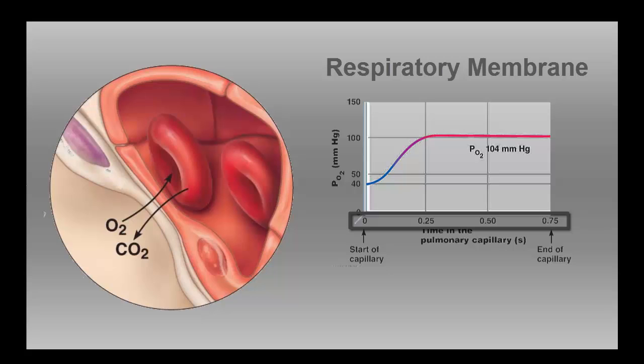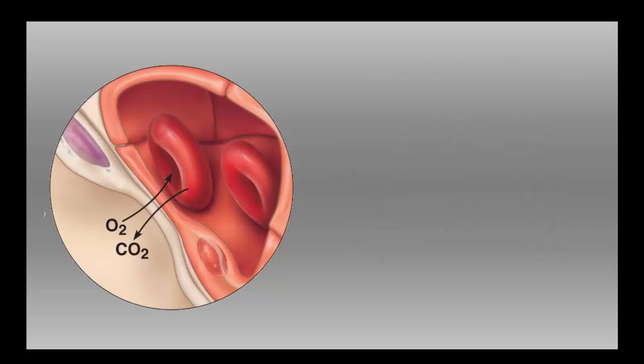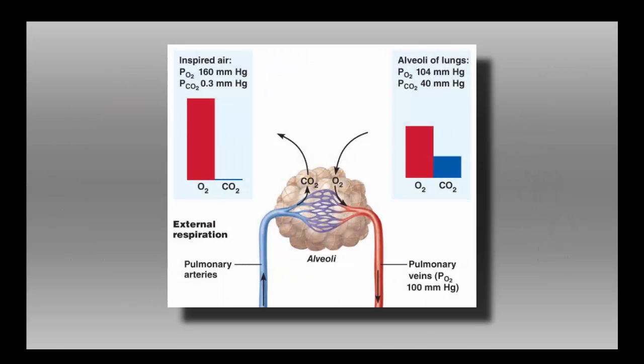You might be wondering that if oxygen is 20 times less soluble than carbon dioxide, how is it that equilibrium can be met for both within such a short period of time? Well, that comes down to their relative partial pressures and the pressure gradients. And we will see that the pressure gradient for oxygen is much more steep than it is for carbon dioxide. So let's look at these pressure gradients now.